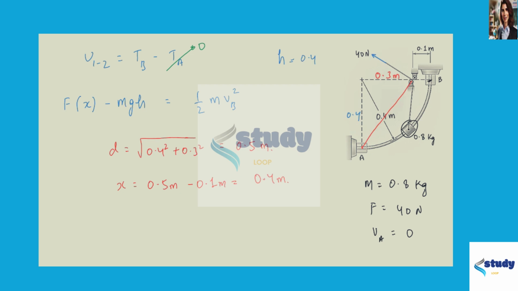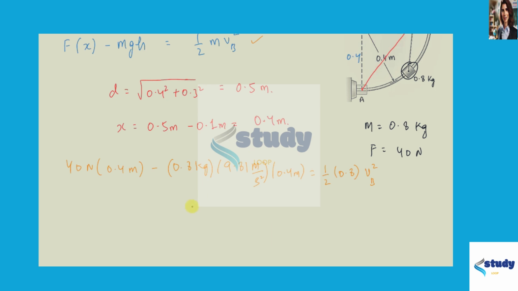Now we can plug in all the values to calculate VB. So force, 40 Newton, times distance, 0.4 meter, minus the mass, 0.8 kg, times g, 9.81 meter per second squared, times height, 0.4 meter, is equal to 1 by 2 times mass 0.8 times VB squared, which we have to calculate. Now we're going to simplify this.